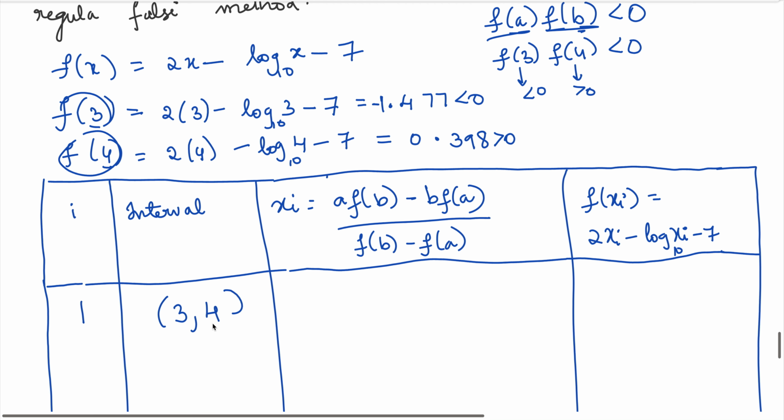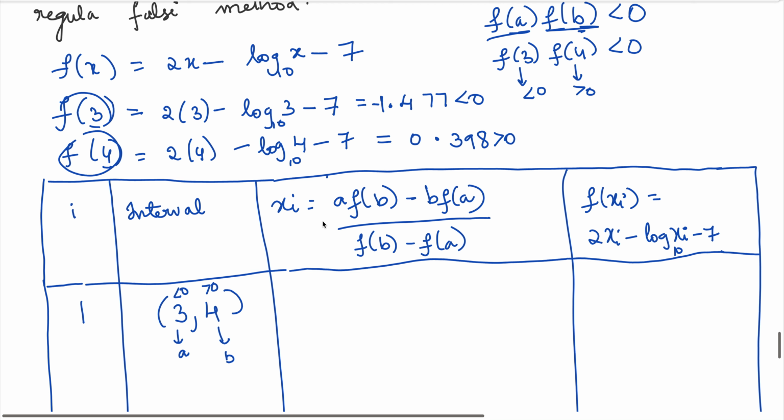So our first iteration: the interval is 3, 4. This is a and this is our b. So f of a was giving us less than 0 and f of b was giving us greater than 0. Now we will have to find our xi. In the regular falsi method, in our table, the first column is i, the iterations. In some questions they might ask us to do 3 iterations or 4 iterations. The first column would be i, the second one is our interval, and the third column would be xi.